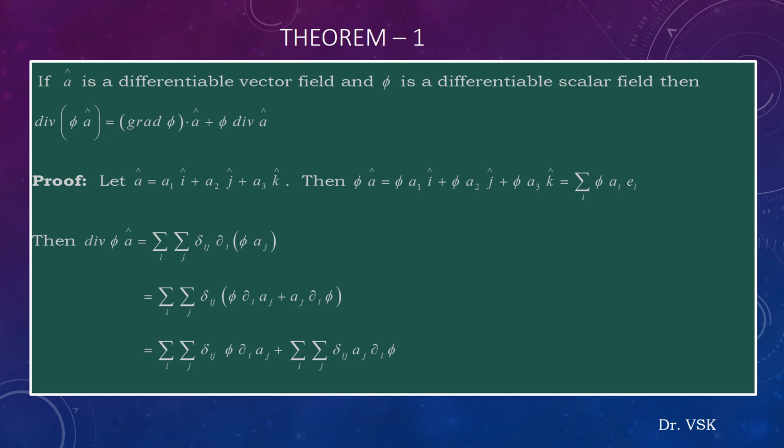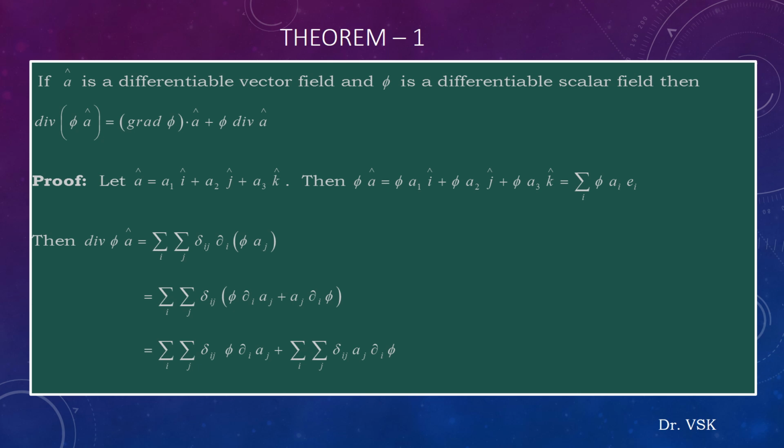Before diving into the proofs of these identities or theorems, I would like to suggest you one thing. If you want to represent the dot product of two vectors or the divergence of a vector field, you have to make use of the Kronecker delta representation. To represent the cross product of two vectors or the curl of a vector field, we have to make use of the Levi-Civita tensor.